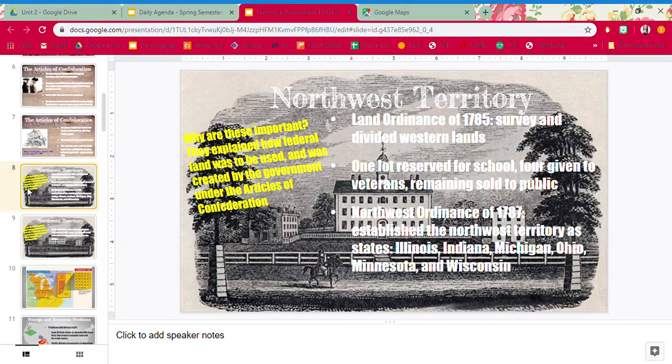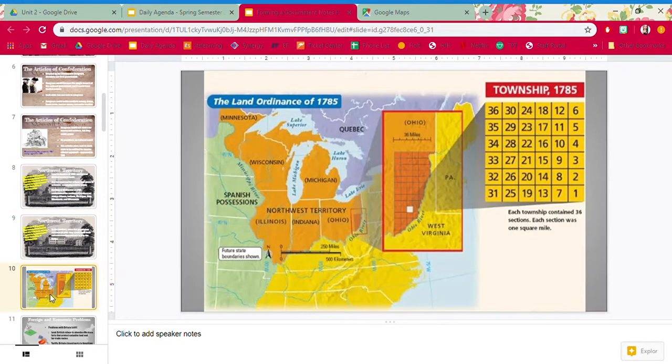So something good that the articles did do was help divide the land, this new land that we had won during the American Revolution, through the Land Ordinance of 1785 and the Northwest Ordinance of 1787. Both of these deal with that new land and how we deal with the new land. So let me jump to this map and I'll jump back really quick.